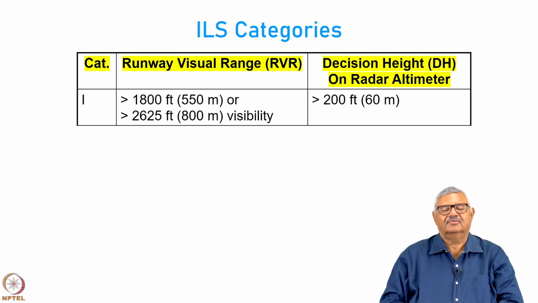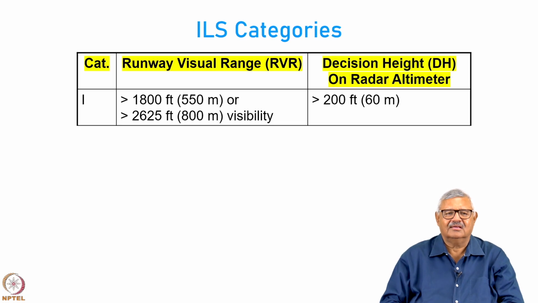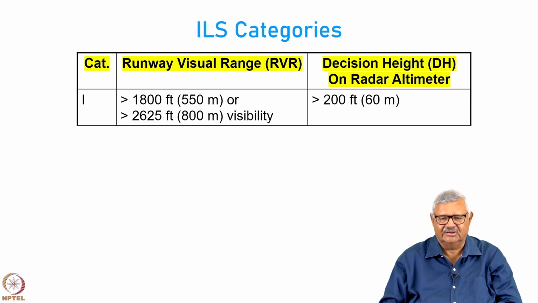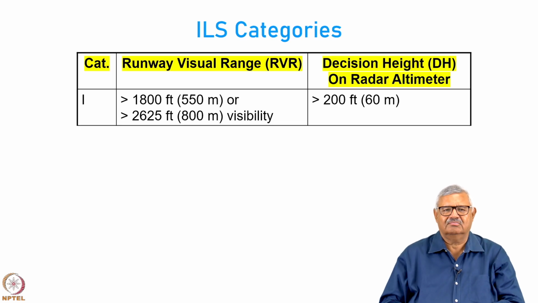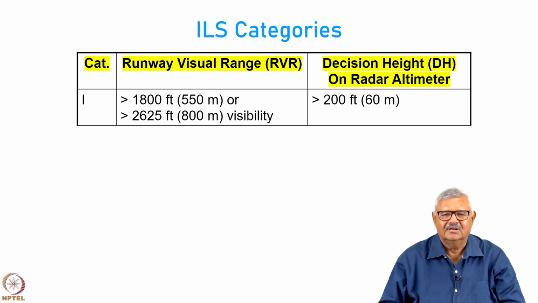Category 1 is applicable to those airports where the RVR is 1800 feet or visibility of 2625 feet and the decision height is 200 feet or 60 meters. So, the aircraft can come to as low as 200 feet above the runway, and at that point, if either the RVR is less than 1800 or the visibility is less than 2625 feet, the pilot is supposed to execute a missed approach, because this system is not capable to handle precision beyond this level.